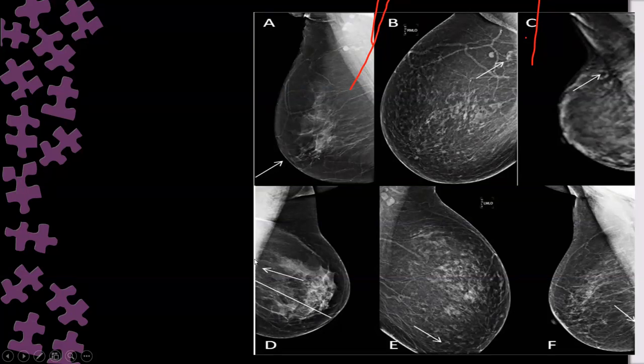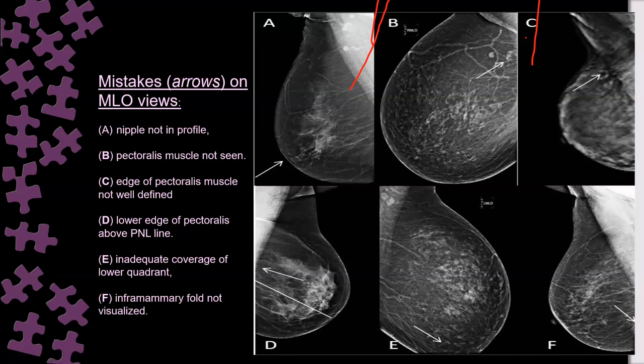Above the posterior nipple line. Here, the border of pectoralis not visualized. Here, deficient pectoralis at all. Very deficient. Inadequate pectoralis muscle. And here, the nipple, that point, is not in profile. Out of profile. The lower edge of the pectoral is above, and there is inadequate covering of the lower breast and inframammary fold.